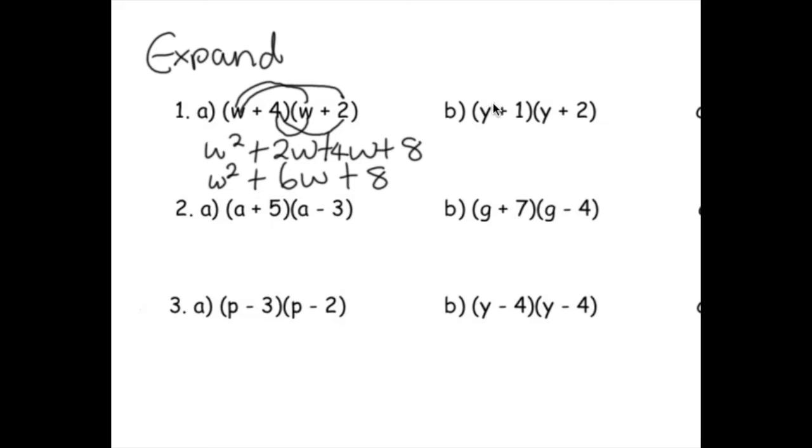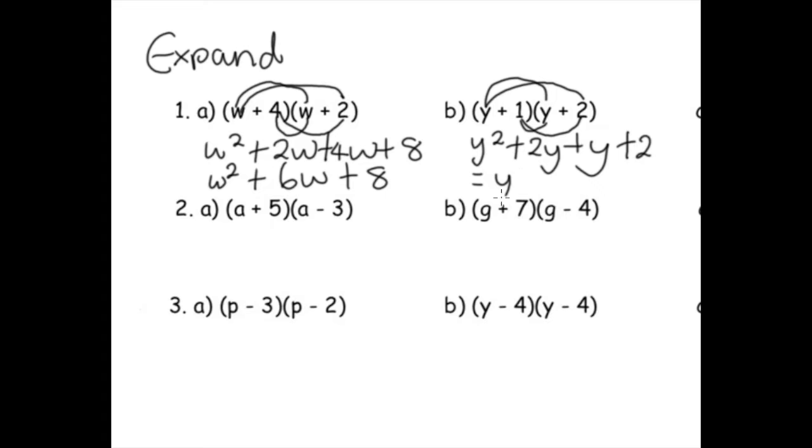Now the next question, we do y times y, which will give us y squared, and y times 2, which is plus 2y, then 1 times y, which is plus y, and 1 times 2, which is plus 2. Then you simplify this, will be y squared plus 3y plus 2.